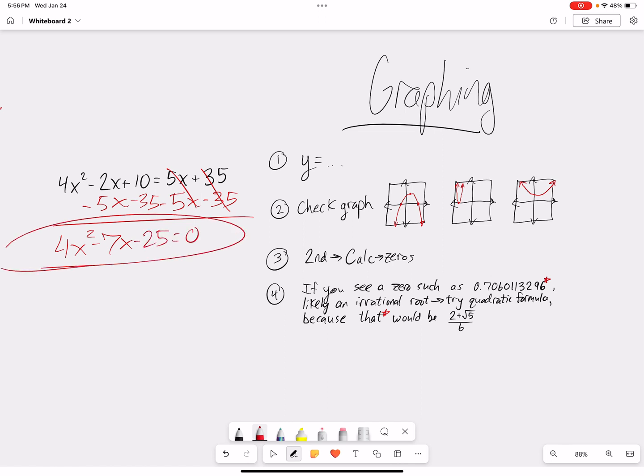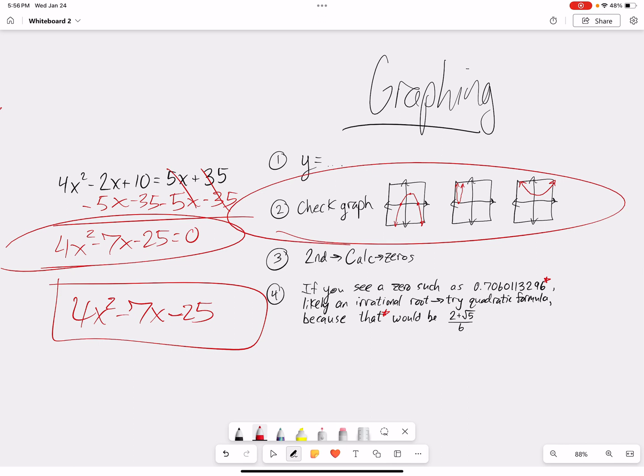And now that I have this function equal to 0, I would type this into y equals. It's a minus. I would graph this, and then I would check my graph. The reason I'm going to check my graph is because I might see two solutions. I might see one solution where the vertex is on the x-axis, or I might see no solutions.